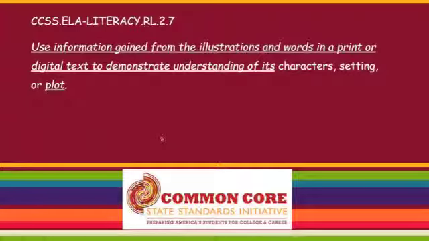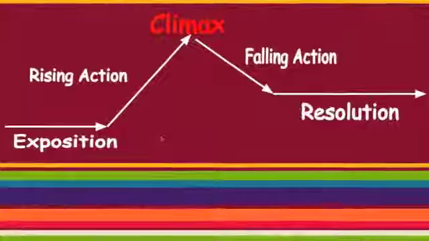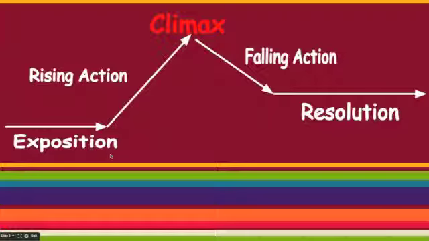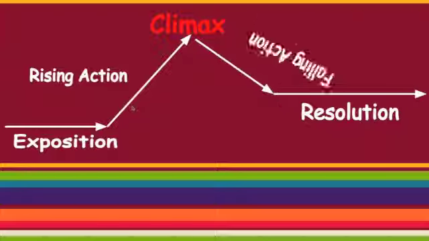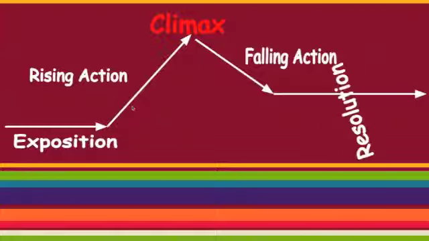Our standard today is to use information gained from the illustrations and words in a print or digital text to determine understanding of its characters, setting, or plot. But like I said before, we are going to be focusing on plot. There are many different parts of the plot diagram, and I'm going to go over them just briefly right now. First, there is exposition, rising action, climax, falling action, and then resolution.